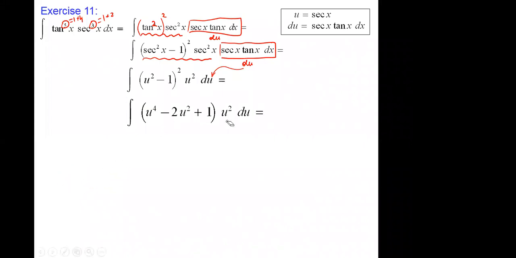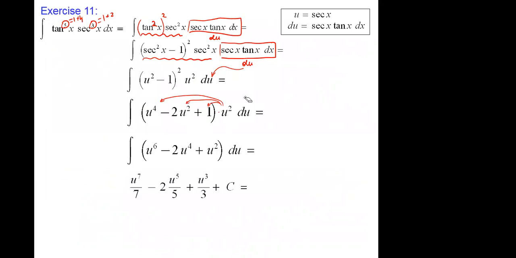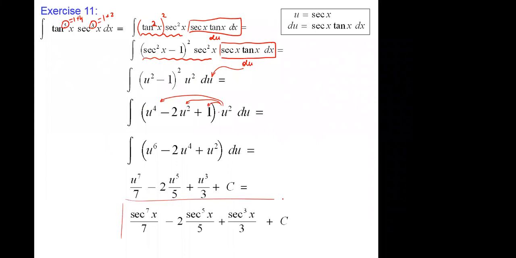And we do have u squared. We have to distribute u squared because we can't really integrate a product right away, directly. u to the power of 6, minus 2u to the power of 4, and plus u to the power of 2. And now the power function. u to the power of 7 over 7, u to the power of 5 over 5. We keep the constant, u to the power of 3 over 3. And instead of u, we put back secant of x.